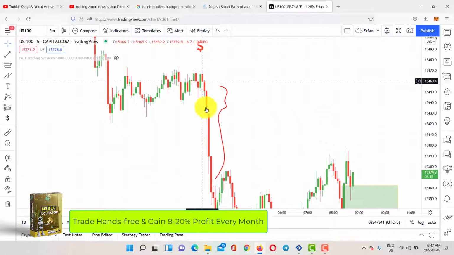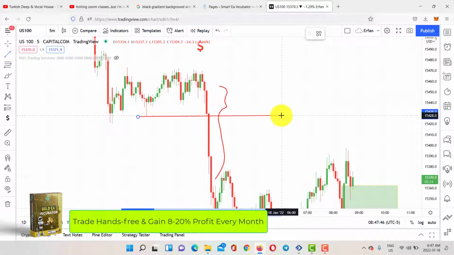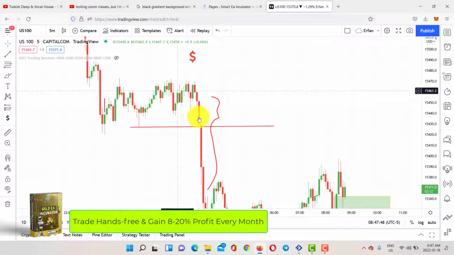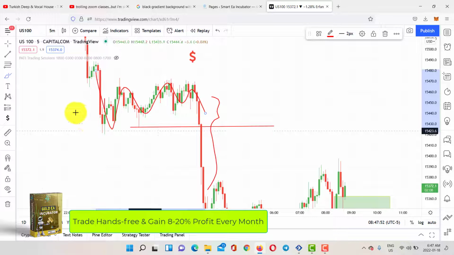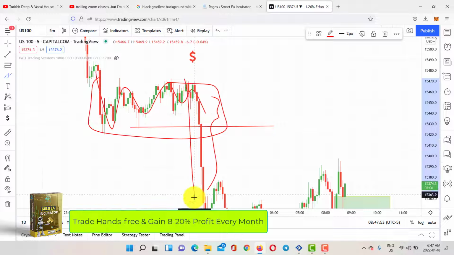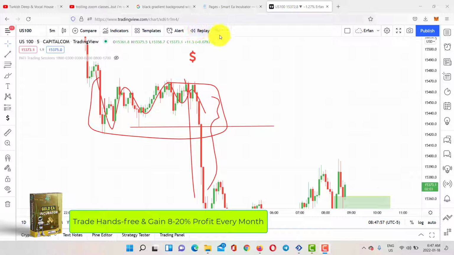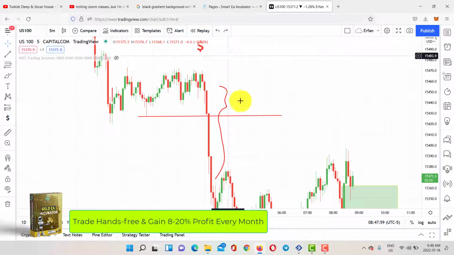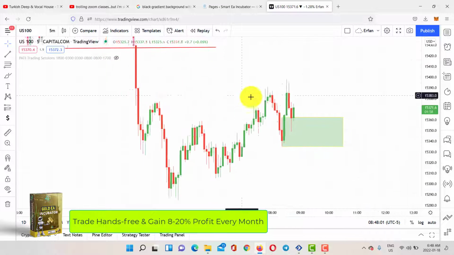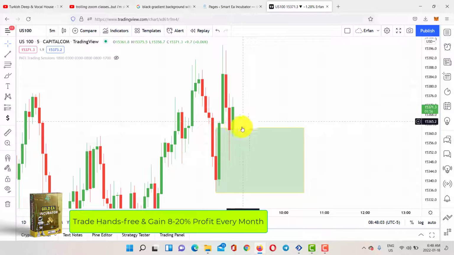That kind of fills all these gaps here, this break of structure here, this break of structure right here, and it kind of needs to take care of this area right here. So after this consolidation, we had this huge drop that left so many gaps. So this is for NAS 100. I'm gonna see what happens to this one here.